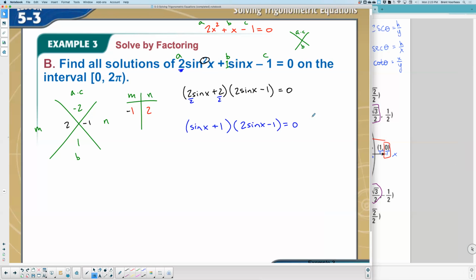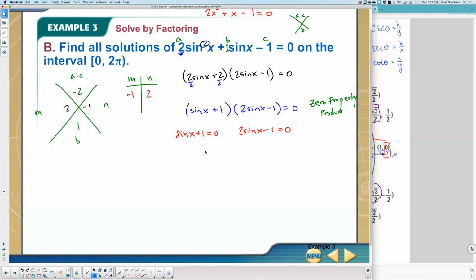So now I can do the zero product property. This is all algebra 2 right here. If you have terms of x that do not combine together, so you have more than one x value that do not combine together, you have to set them up as factors equal to 0, so you can do the zero product property. So that's where I'm at now. So we'll say that sine x plus 1 equals 0, and we'll say that 2 sine x minus 1 equals 0.